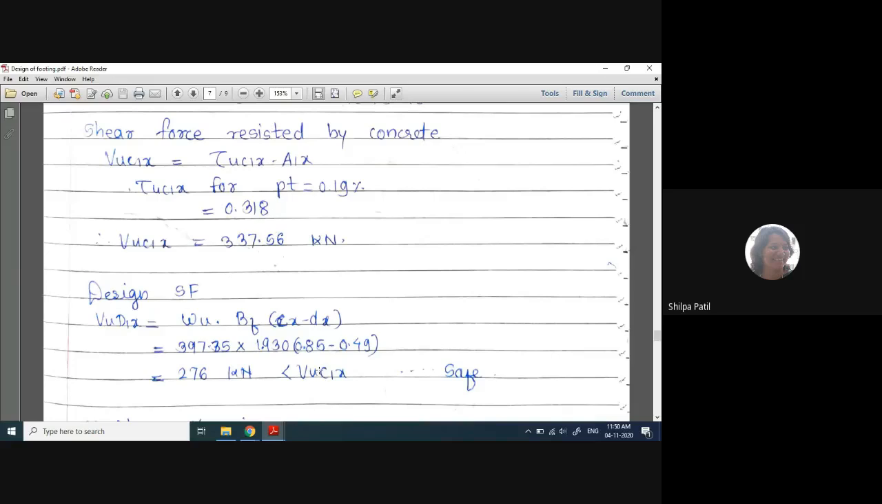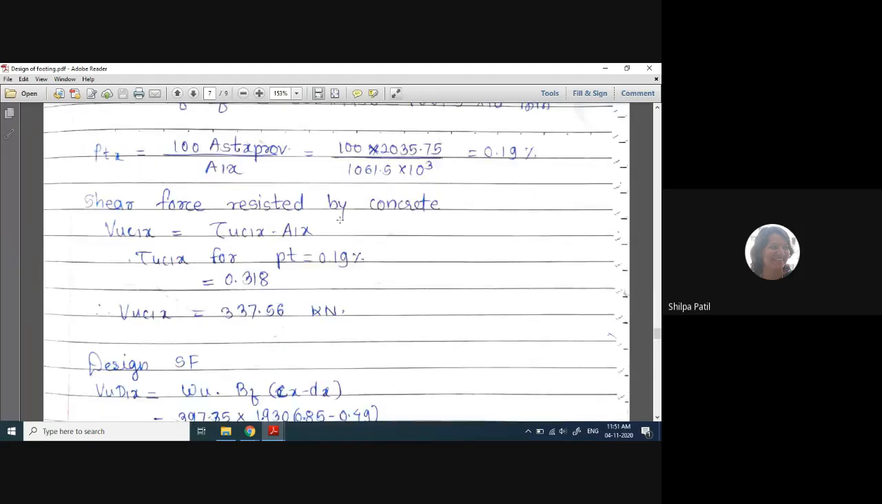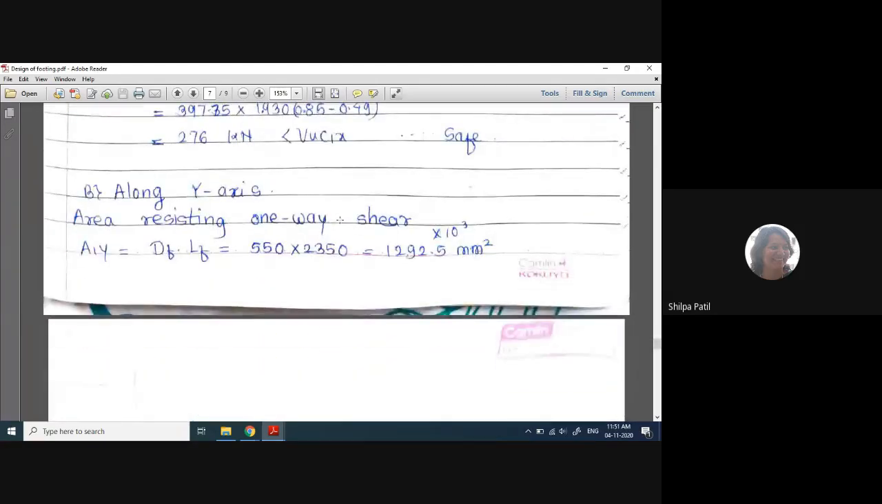Now suppose this check is also not satisfied. What to do? We have to increase the VUC1 value. To increase the VUC1 value, we have to increase the dimensions of the footing. Now in case of two-way shear, we have to increase the depth of the footing, whereas for one-way shear, if the check is not satisfied, then we have to increase the lateral dimension of the footing. Now we have calculated the one-way shear along the x-axis.